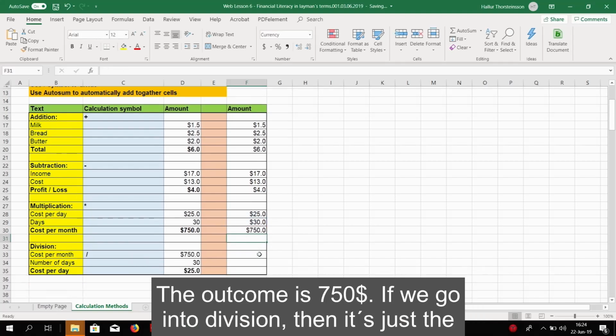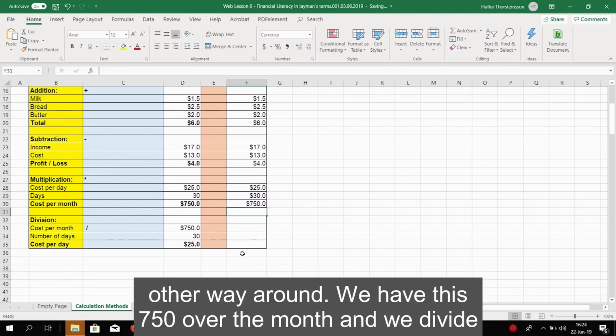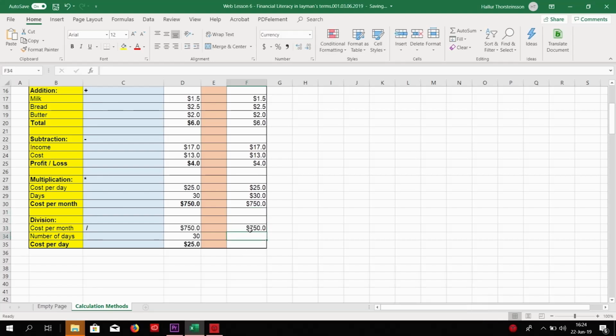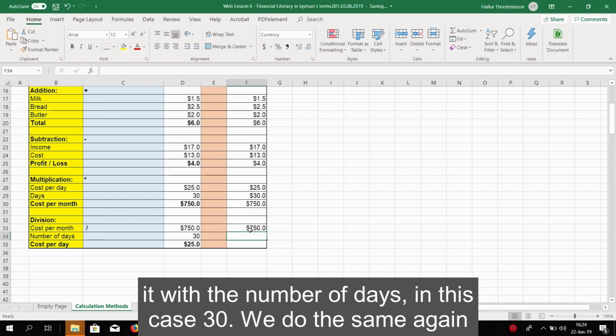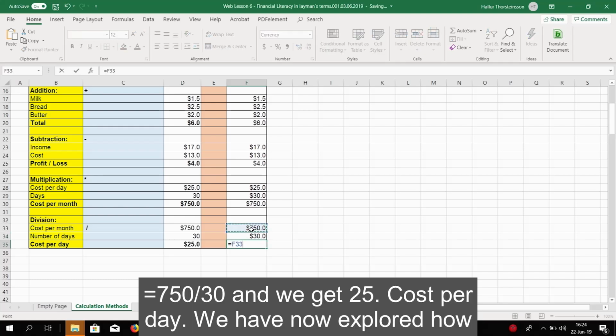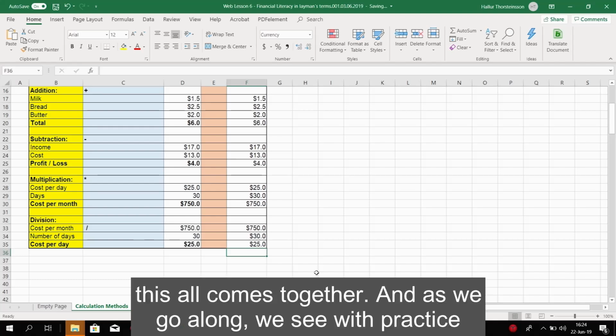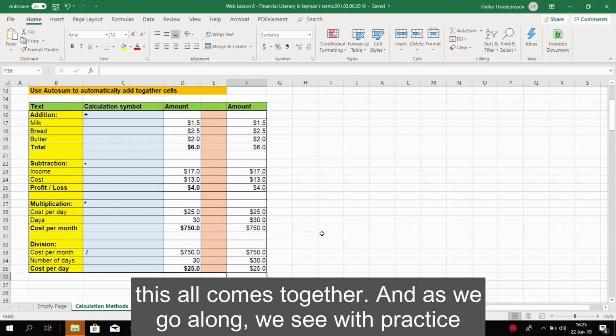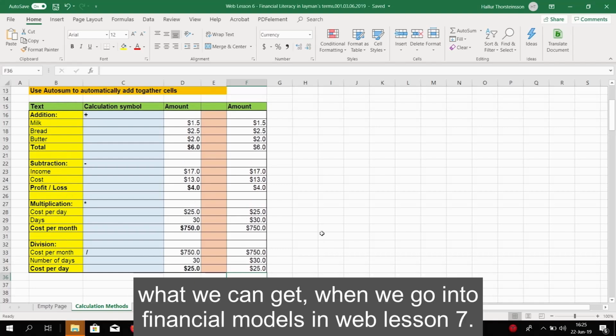If we go into division, then it's just the other way around. We have this 750 over the month and we divide it into the number of the days. In this case 30. We do the same again. Equals 750 divided by 30 and we get 25 cost per day. We have now explored how this all comes together, and as we go along we see that with practice what we can get when we go into financial models in Web Lesson 7.